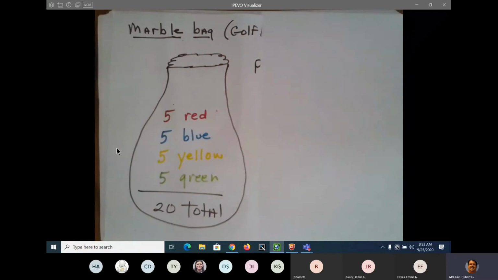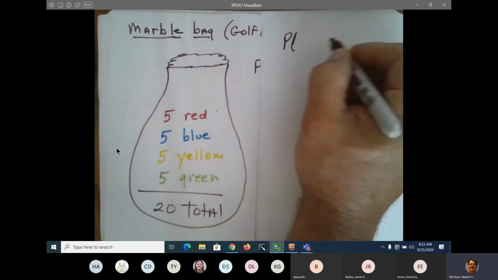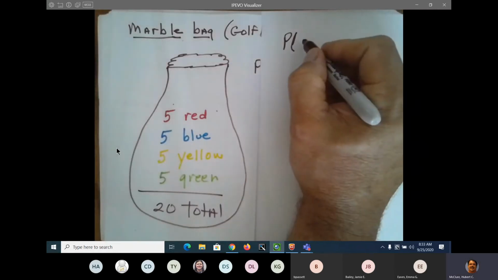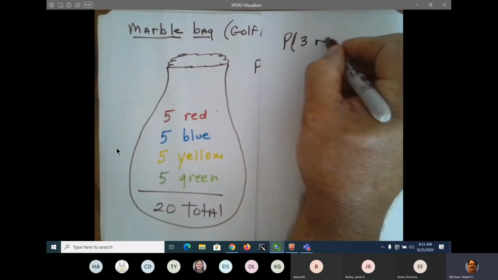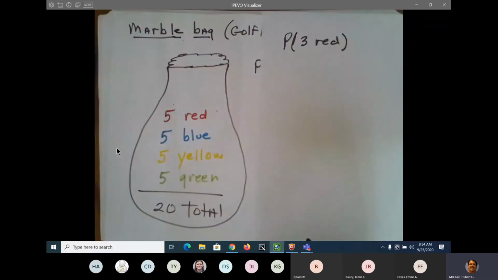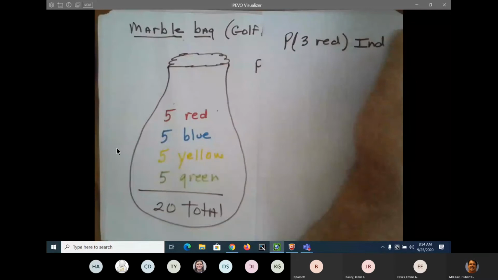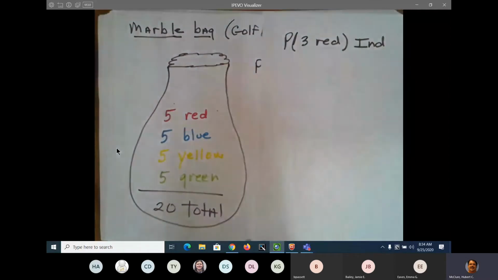Let's go with the probability. And this is where you're going to see the probability of 3 red marbles. You're going to pick 3 times, and they want to know the probability of picking all 3 red marbles in 3 tries. Now, of course, that's going to be a very low probability. And it's with replacement, so it's independent.